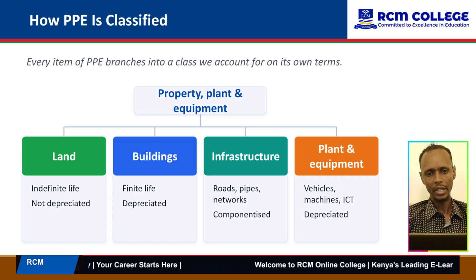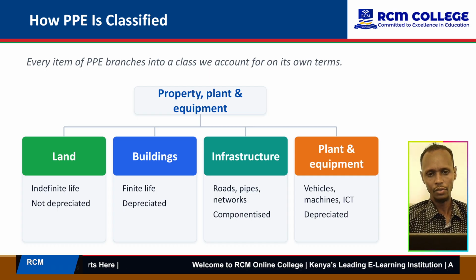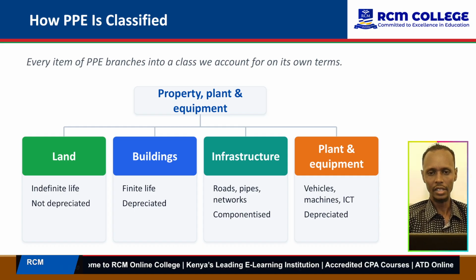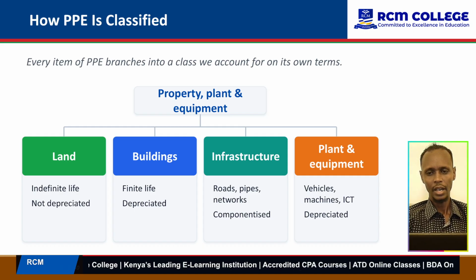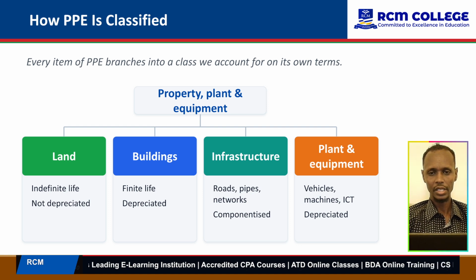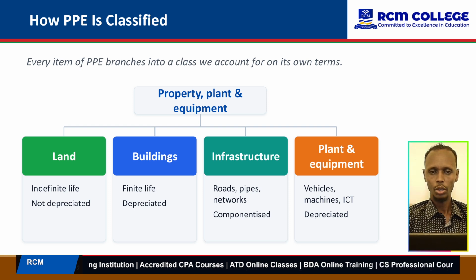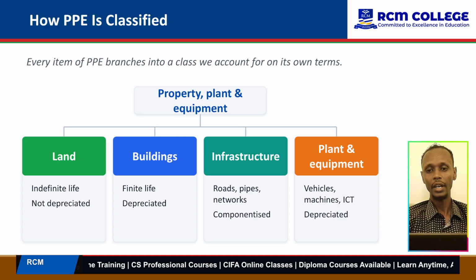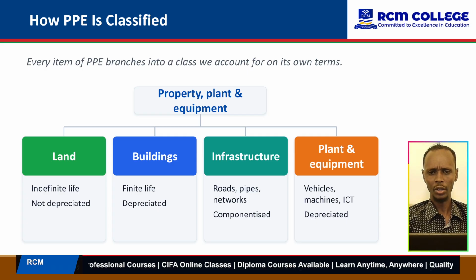PPE is classified into several classes or categories. There's land, there's building, there's infrastructure. Among them, if you read IPSAS 17 and 45, you will find one asset that mostly people don't think is part of PPE: pear plants. The avocado tree, the mango tree, those are considered under property, plant and equipment.